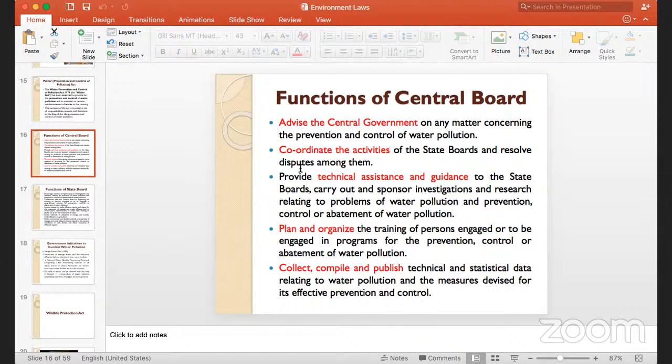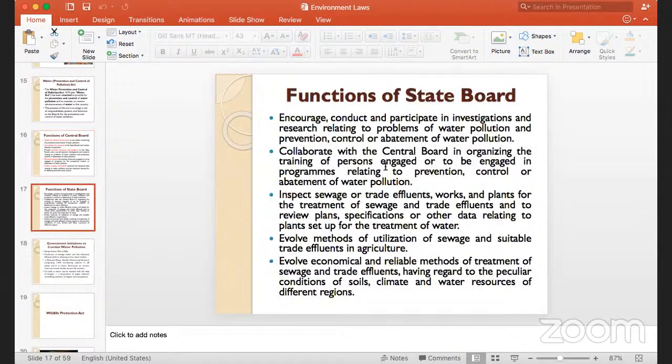So just like the Central Pollution Control Board, CPCB, and SPCB, there is also a similar structure under the Water Act. There is a central board which collects data from the state board. Now, what does the state board also do? The state board encourages and conducts investigations in matters of water pollution. The officials can go and inspect sewage treatment plants. They can go and inspect water treatment plants or other industries also.